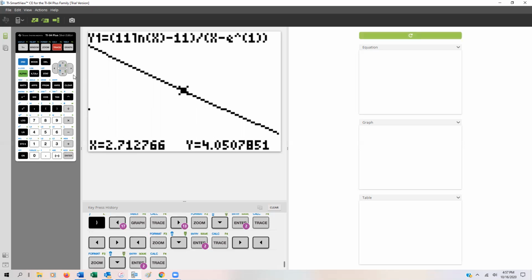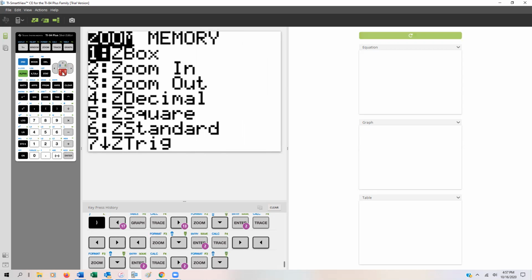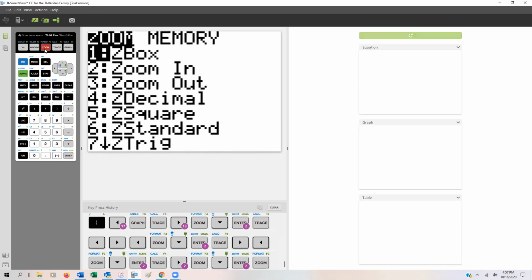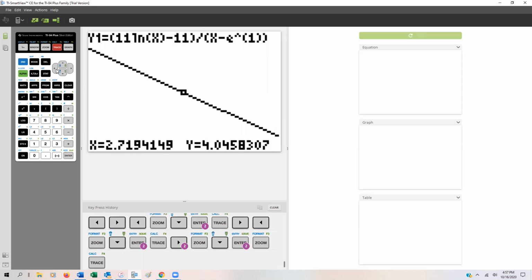All right, trace 2.716, 2.719. So that's pretty close. Let's just zoom in a couple more times. And we can keep doing this all day. All right. So 2.718. All right, so that's pretty close.